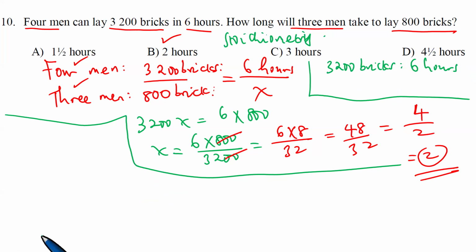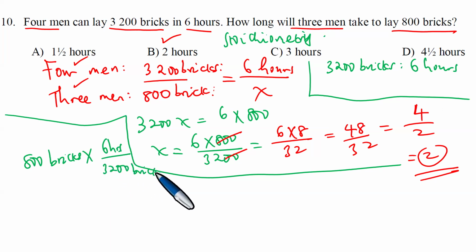So now you can then say, if you have 800 bricks, then you multiply by the hours, so you put the hours on top. You have 6 hours, you divide by 3,200 bricks.